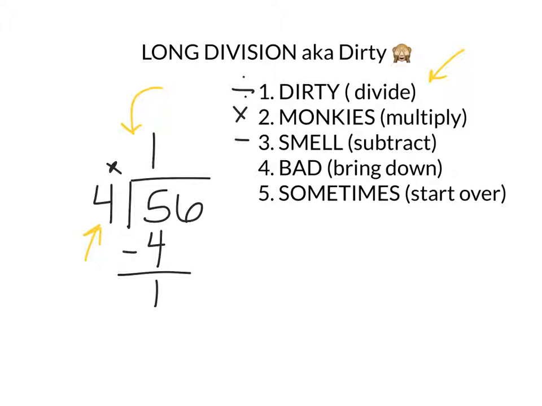What is my next step? You've got your notes right in front of you. Trust yourself. What do we do, Connor? Bring down. What digit are we bringing down? 6. Now, will you look at what we just made? 16. Look at that. When I brought down the 6, there wasn't a 0 in the tens place. There was already that 1 from subtracting. Now I have 16.